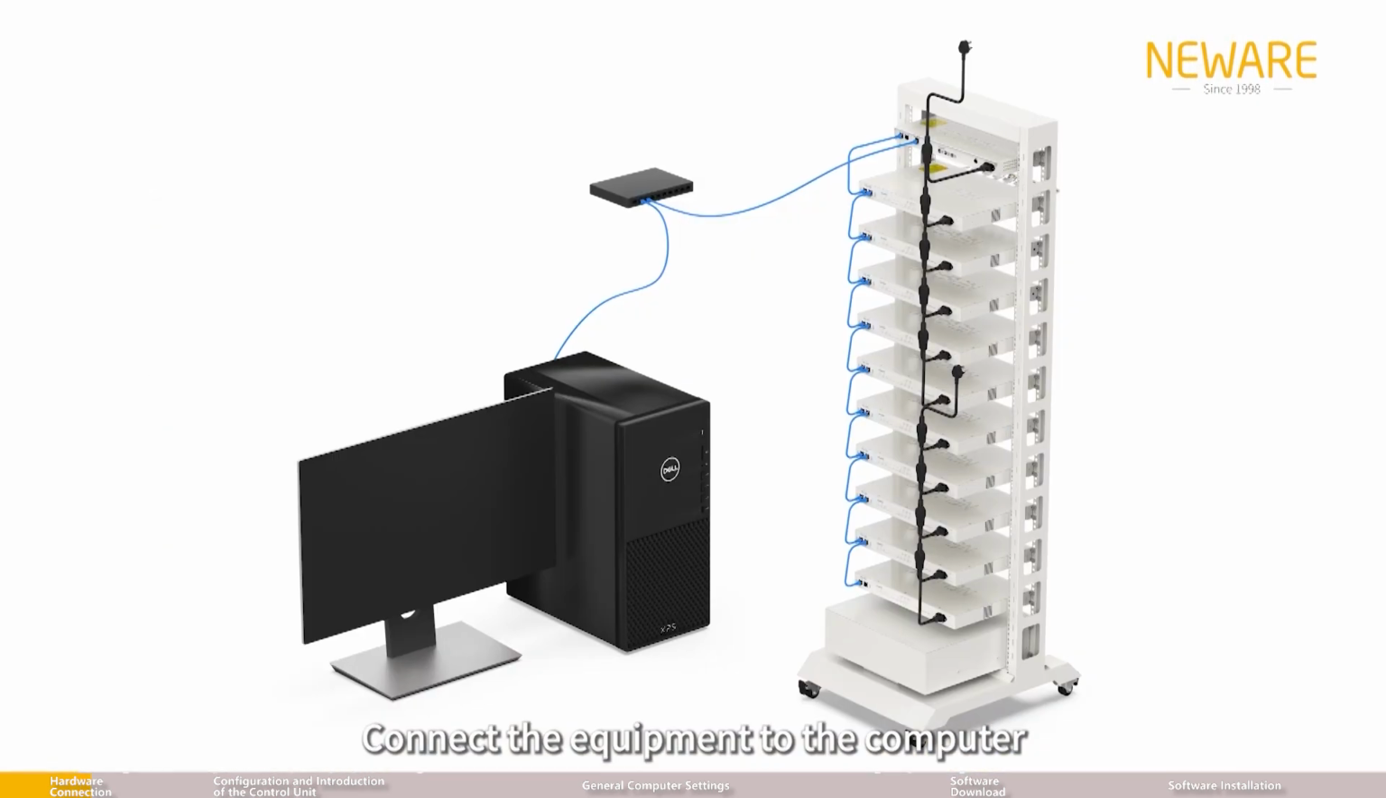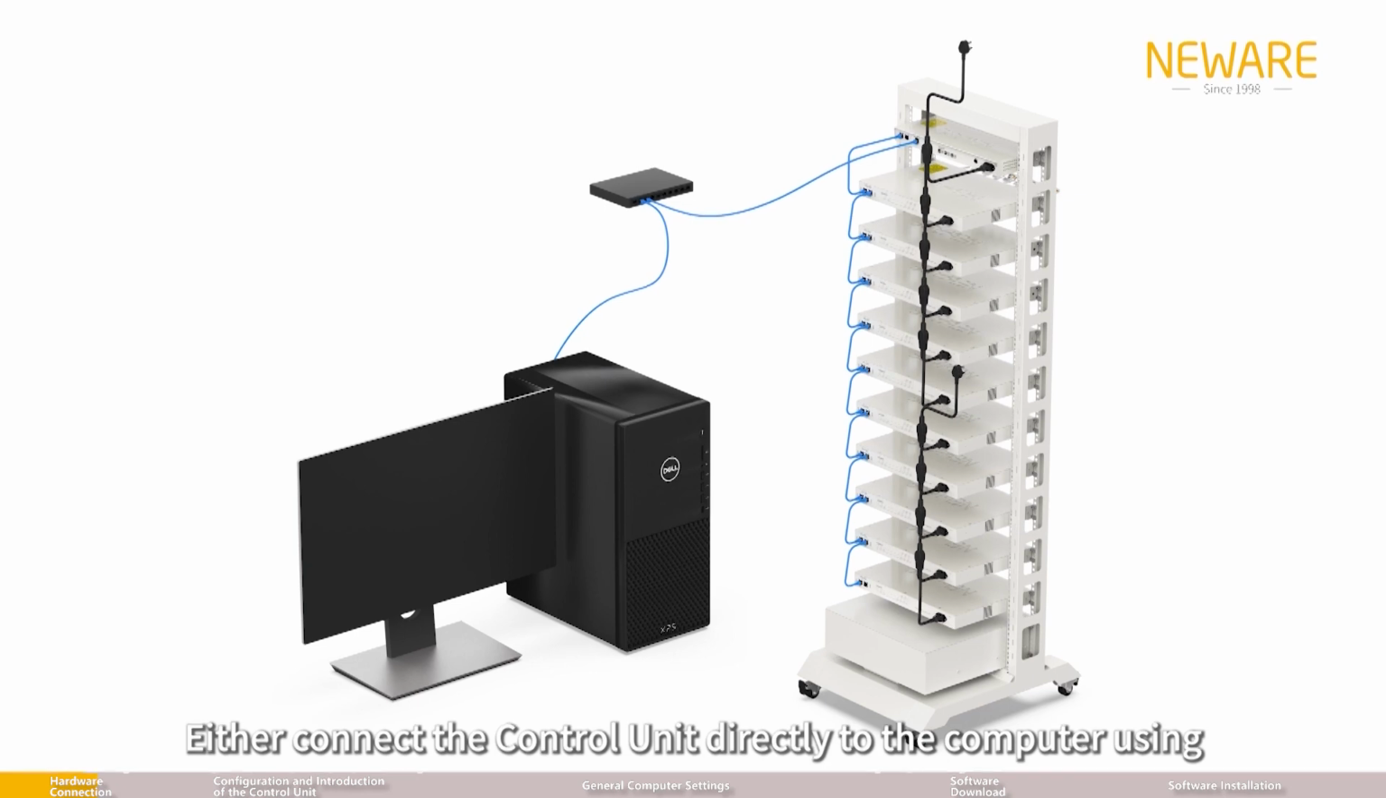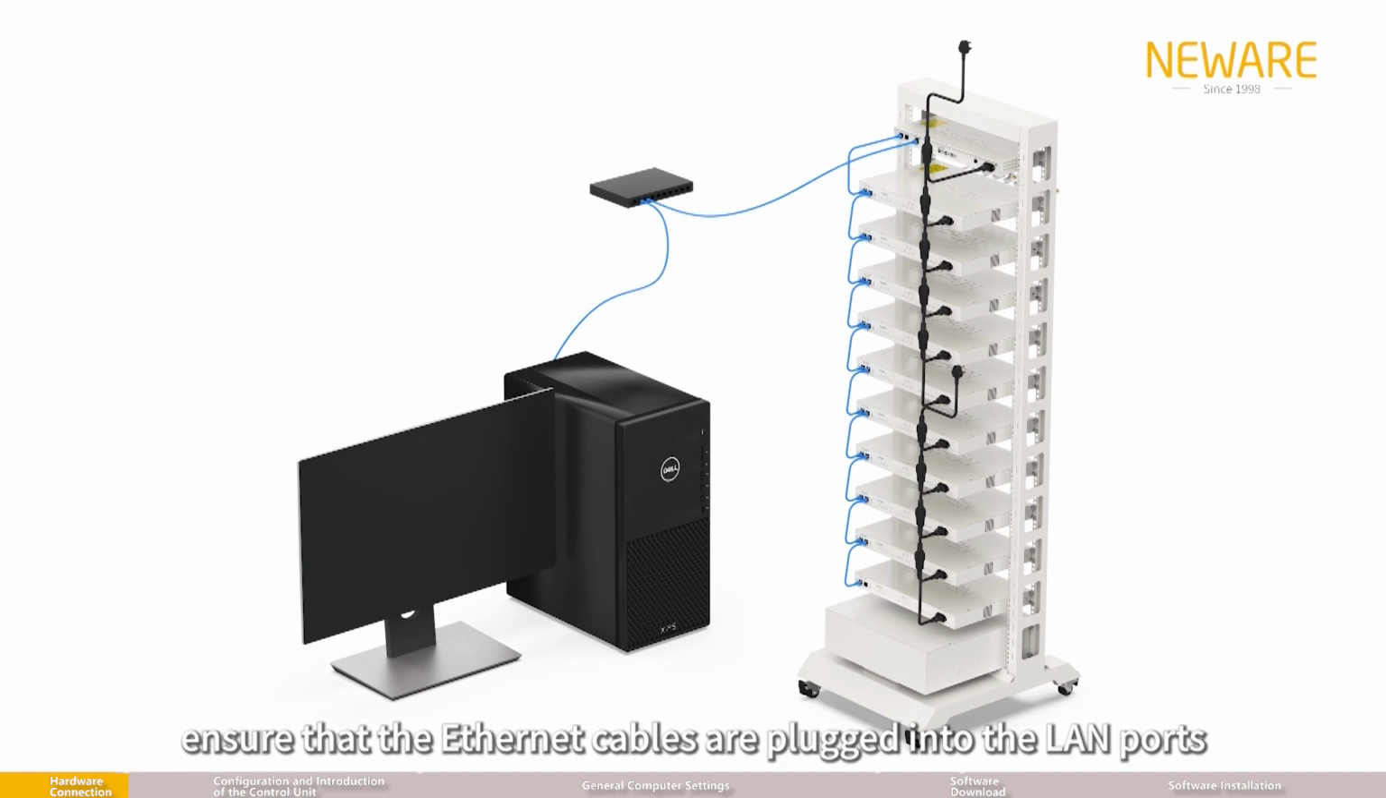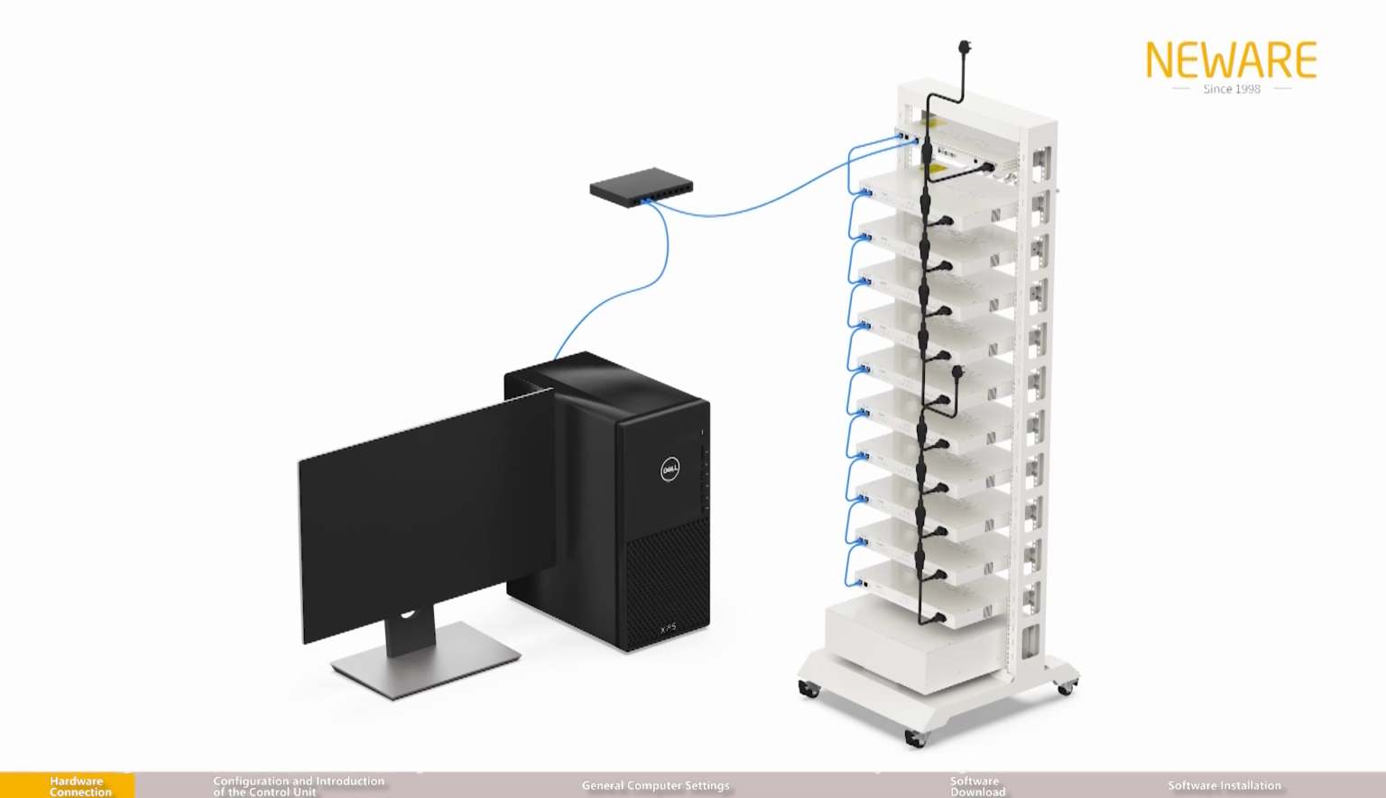Connect the equipment to the computer. Either connect the control unit directly to the computer using an Ethernet cable, or use a switch or router to connect the computer to the control unit. When using a router, ensure that the Ethernet cables are plugged into the LAN ports.